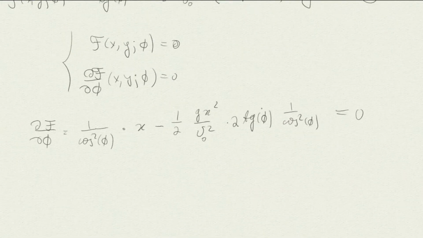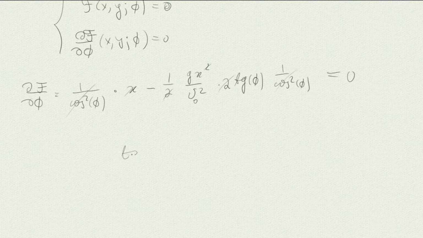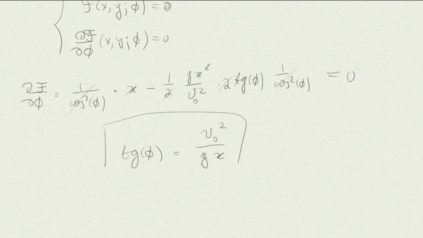And so of course we can reduce these 2s, and we can divide by 1 over cosine squared, supposing it's not 0. We can also divide by x here and here, assuming that x is not 0. So the power here is getting reduced, and as a result, what we get is that tangent of phi equals v0 squared divided by g x. This is tangent of phi here.